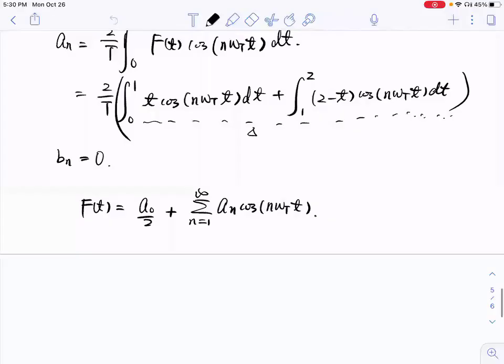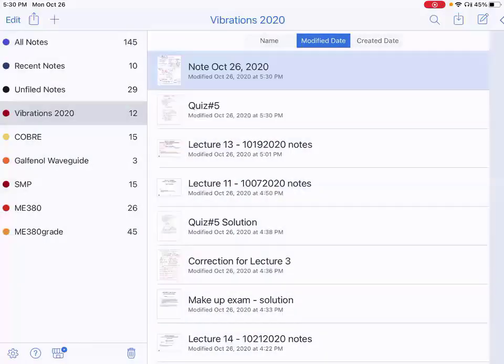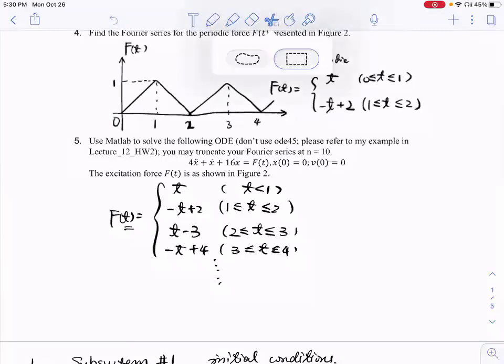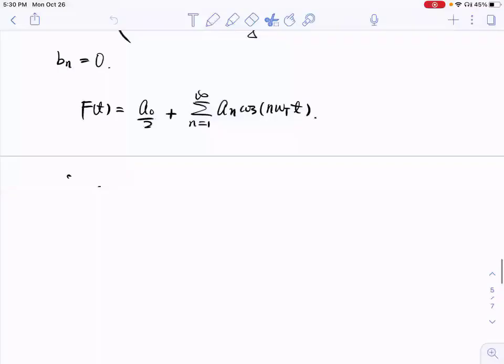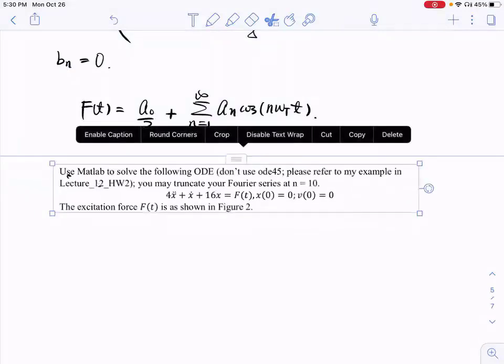So let's paste it in here. Oops. I'll paste it. Copy. Paste. All right.